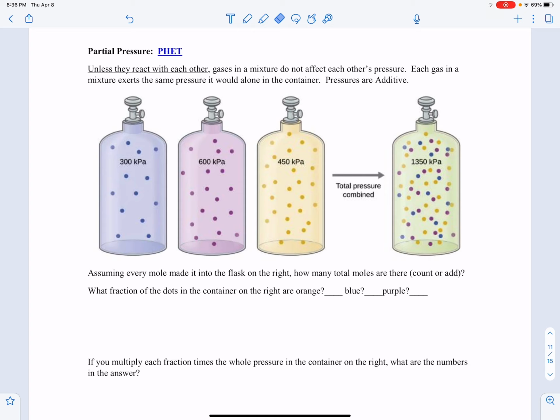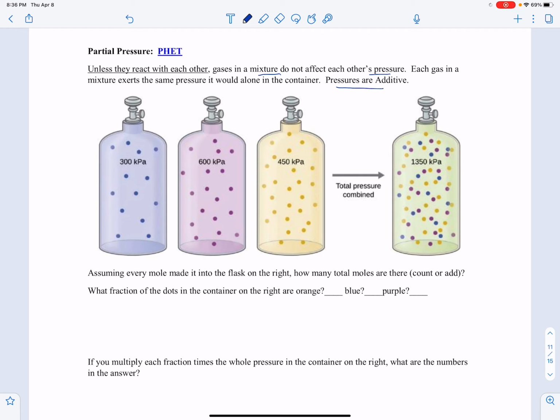You're like, should you be allowed to do that? Oh, yeah. Unless they react, gases in a mixture don't affect each other's pressure. So each will exert the same pressure as it would have alone, but pressures are additive.